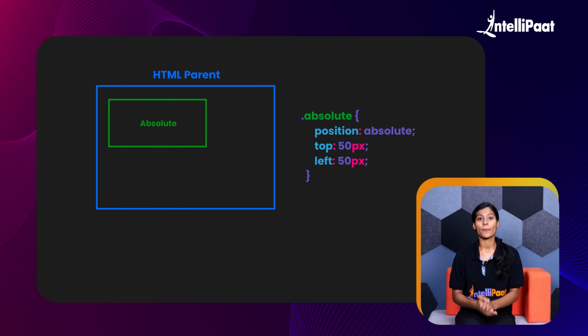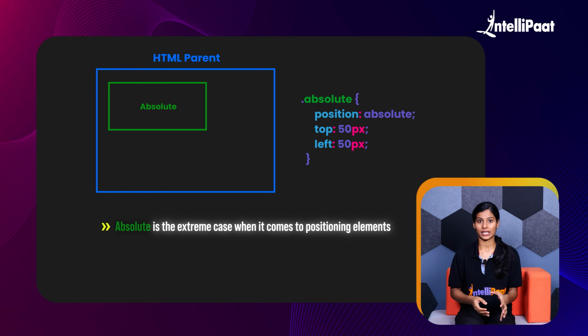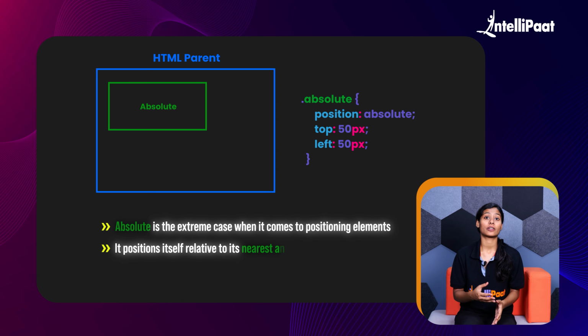Starting with absolute. Absolute is like the extreme case when it comes to positioning elements. An element with position absolute does not care about the other elements it exists with. It always positions itself relative to its nearest ancestor. And if no such ancestor exists, then it positions itself to the root HTML element.